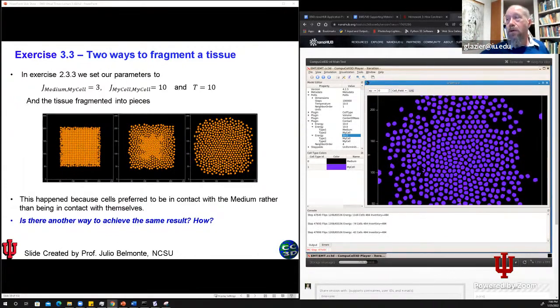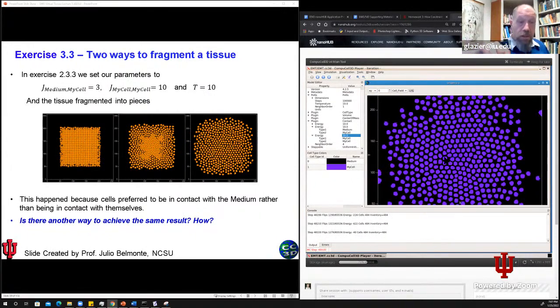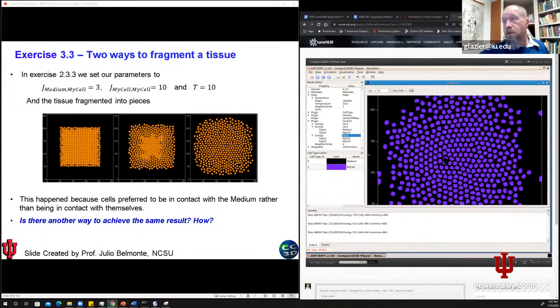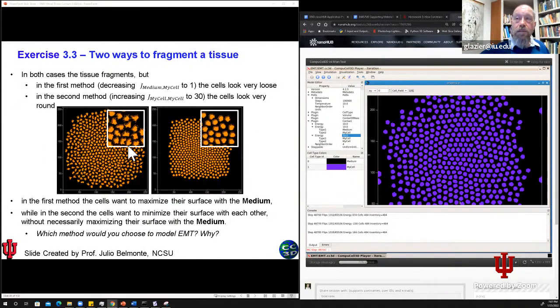However, notice here, these cells are very round. In the case where I reduced the cell medium contact energy, I got fragmentation, but the cells had crinkly boundaries. Here, I have fragmentation, the cell boundaries are compact. And so you can compare that difference here.